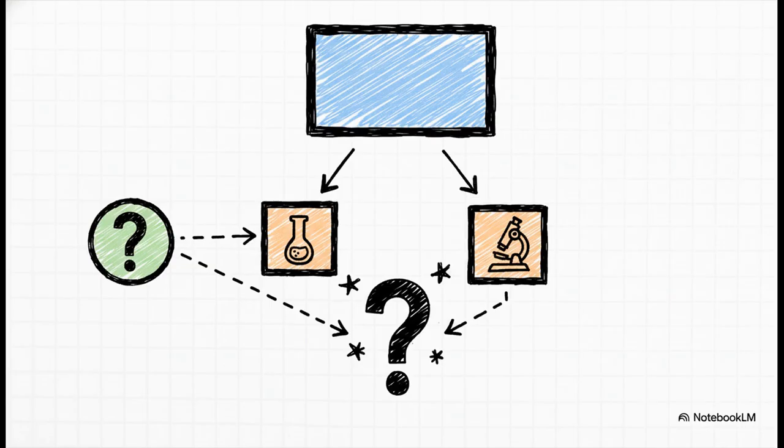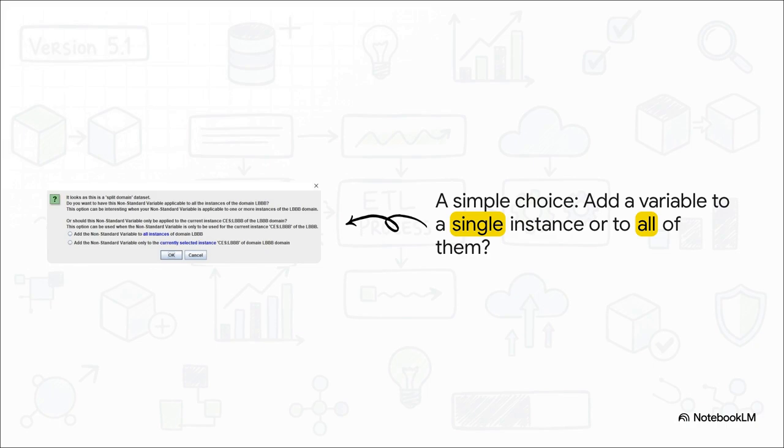Okay, let's talk about another common headache, split domains. You know, when a single domain, like labs, is broken up into multiple datasets, maybe one for chemistry and one for urinalysis. Well, trying to manage non-standard variables across those different parts could get, well, pretty messy. Did you want that new variable to apply to just one or to all of them?